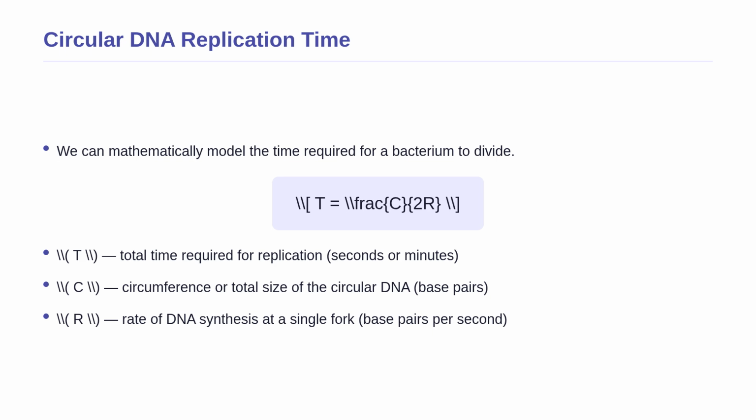Notice that we divide by 2R. This is a crucial detail because replication is bidirectional. Two forks are moving simultaneously, effectively doubling the overall copying speed. If the genome size C increases, the time T will naturally increase. Conversely, a faster polymerase rate, R, will decrease the total time required.